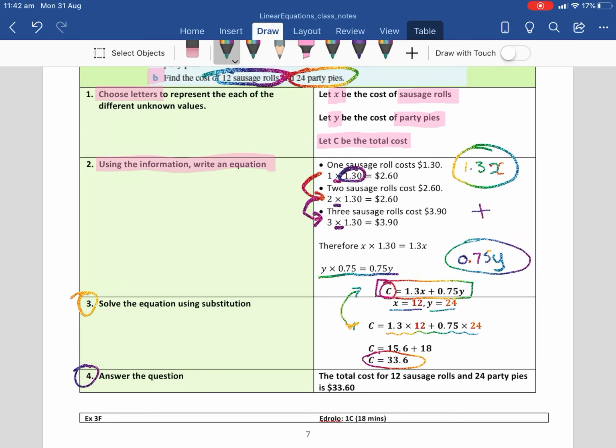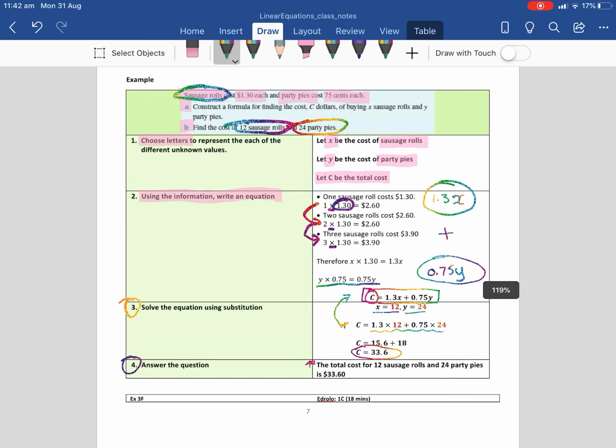Number 4, like I've said previously, when you're doing worded questions, you really need to answer in words. So you need to write: the total cost for 12 sausage rolls and 24 party pies is $33.60. Okay, so now you can go on with 3F.